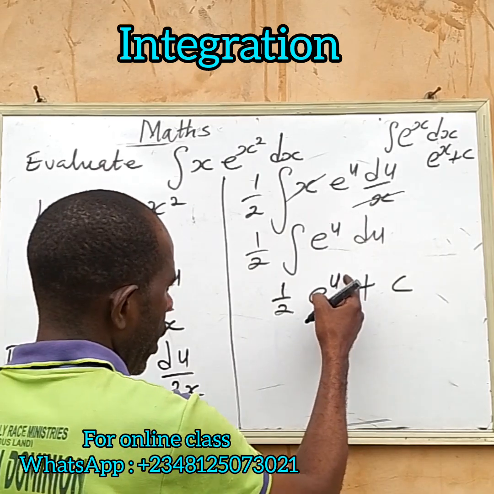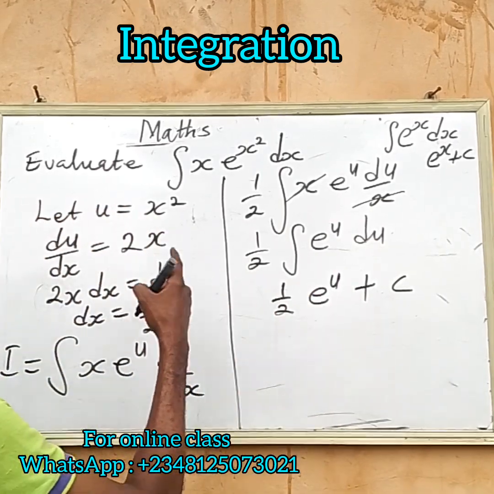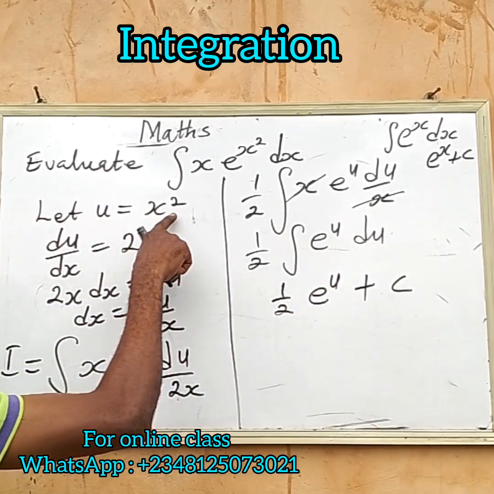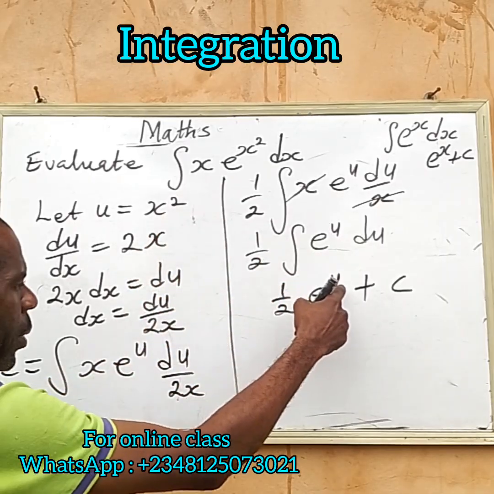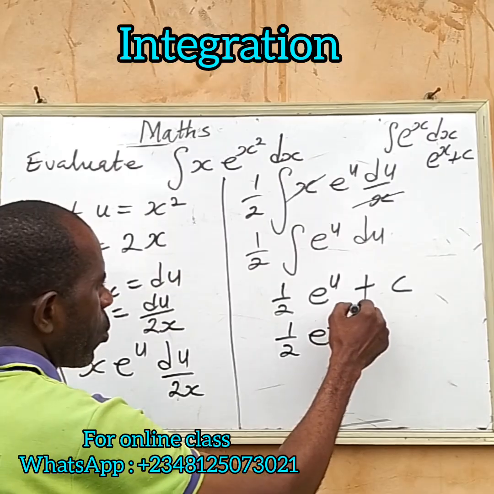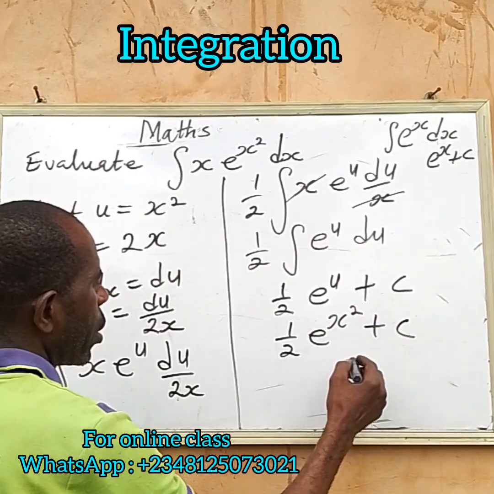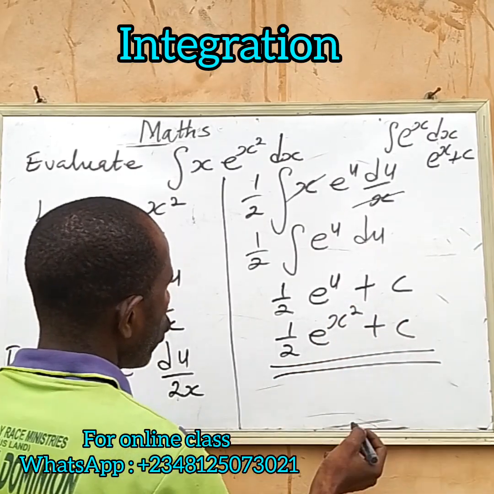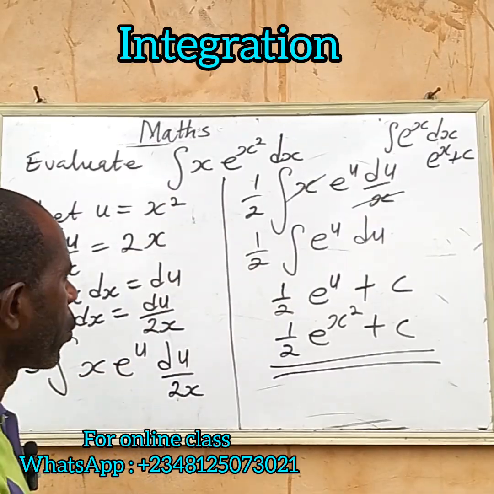And remember that our u is not just that. Our u is x squared. So we are going to bring it back. So our final answer becomes 1 over 2 exponent x squared plus c. So this is the solution to this integral problem.